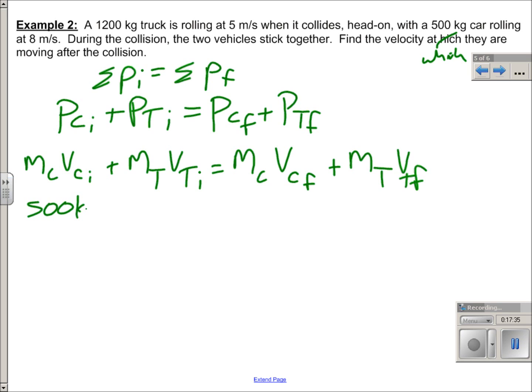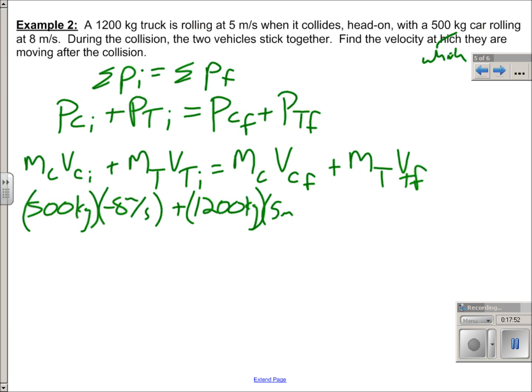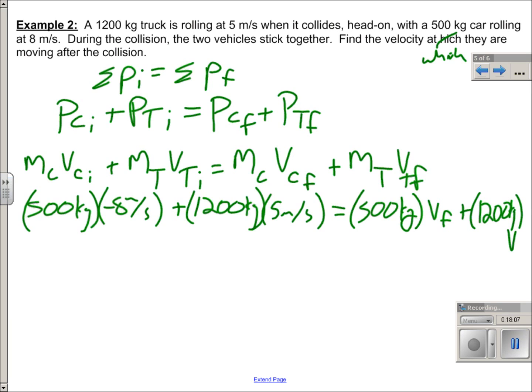So here we go. We've got our 500 kilograms for the car. Velocity of the car was, once again, -8 meters a second. Mass of the truck is 1,200 kilograms. Velocity of the truck is 5 meters a second, sorry. That's got to equal the mass of the car, 500 kilograms, times the final velocity, and the truck is 1,200 kilograms, times its final velocity.